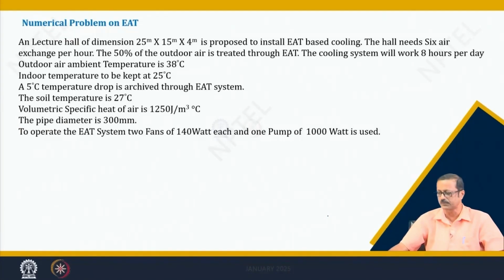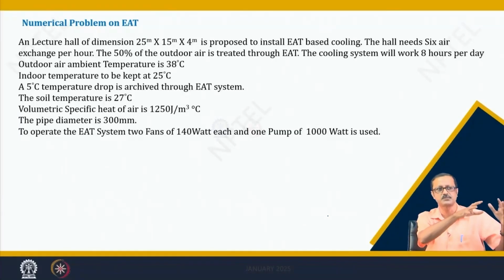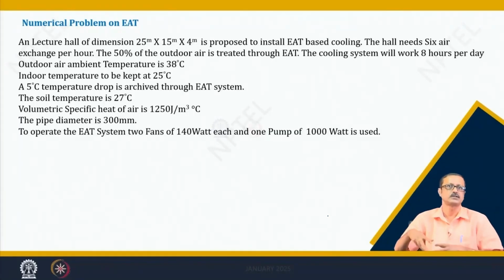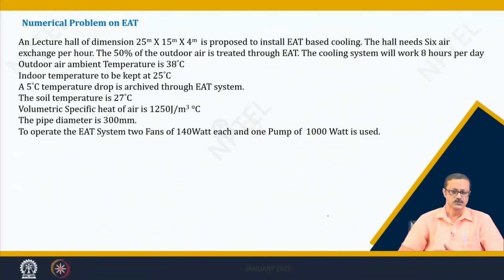A small numerical problem, let us solve. I have given the data. I have stated that this room needs 6 air exchanges per hour, so I can calculate the flow of the air. I have assumed that 50% of the outdoor air is treated through the EAT and 50% is normal. So, 50% of the air I will take through the earth air tube and drop down the temperature. The outdoor ambient temperature is 38 degrees, quite high, and the indoor temperature I want to retain is 25 degrees centigrade.